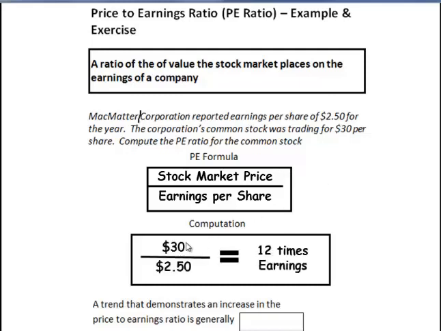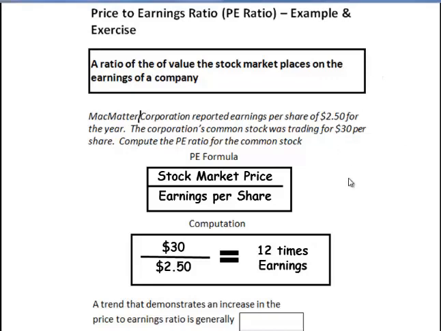Okay, our stock market price is $30 a share. The earnings per share are $2.50, and we do the division of 30 divided by $2.50, and here it shows that the stock market is paying 12 times their earnings.